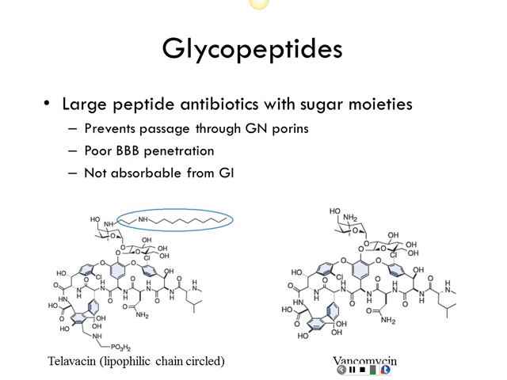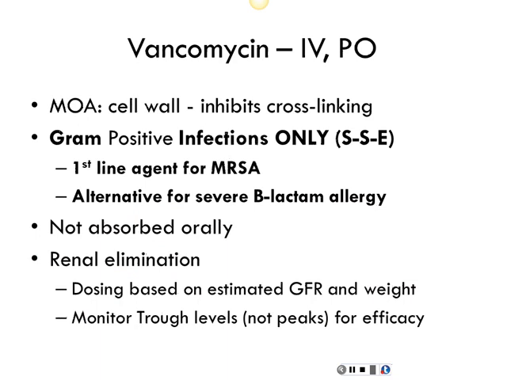All right. So vancomycin inhibits the cell wall cross-linking, so it acts like a beta-lactam from that standpoint. So it's just going to inhibit the cross-linking that occurs within the cell wall. It's just for gram-positive infections for the reasons we talked about. Yeah, you guys know about vancomycin.